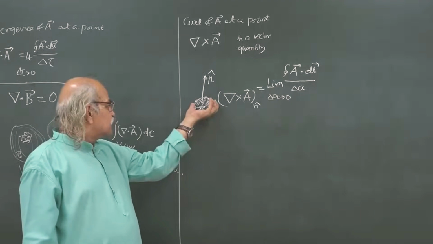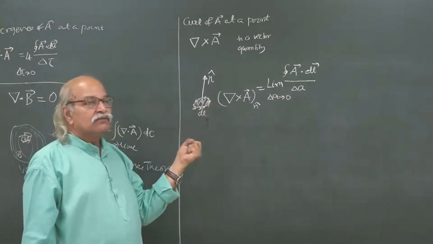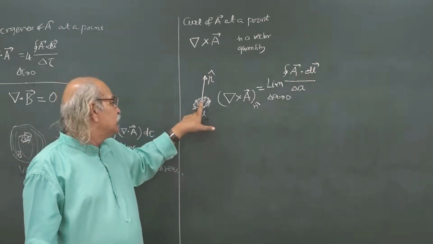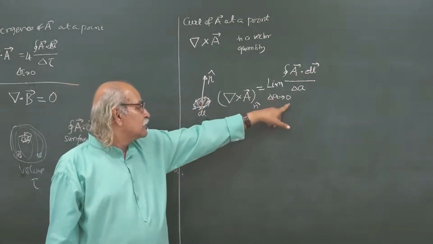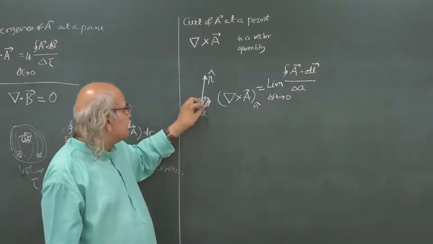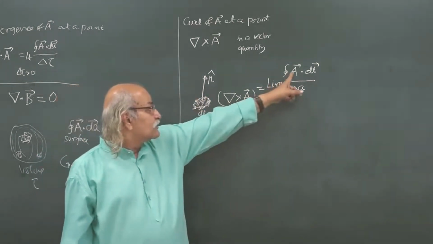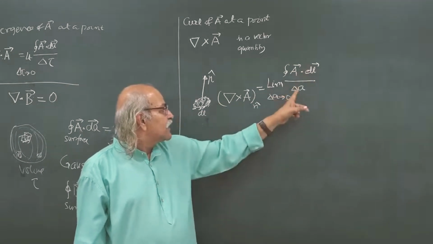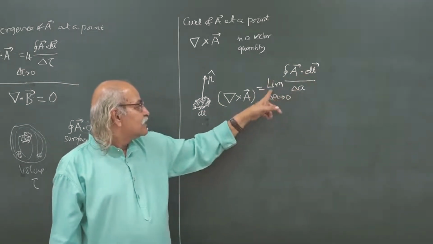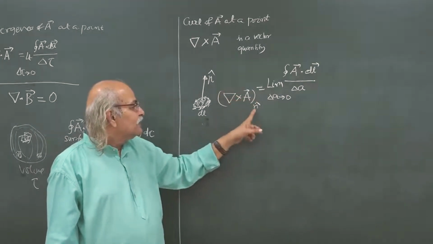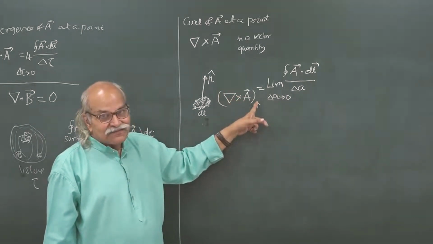So, the size of this loop shrinks towards this point, the original starting point. That is the meaning of this delta A going to 0. You make it smaller and smaller, but all the time you calculate this, divide by this area, and take the limit. That is the component of curl of A in this n cap direction.